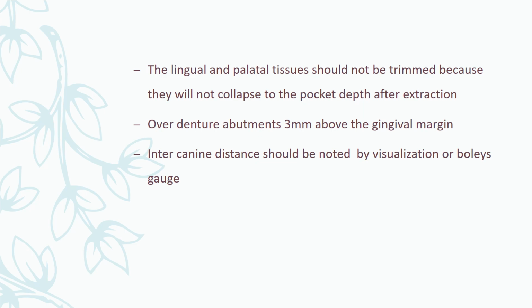Okay, so the lingual and the palatal tissue should be trimmed because they will collapse to a pocket depth after extraction. So these have to be trimmed off. If you're doing an overdenture, the abutments have to be 3 mm above the gingival margin. So that also can be done. The intercanine distance should be noted, measured using a gauge, and kept.